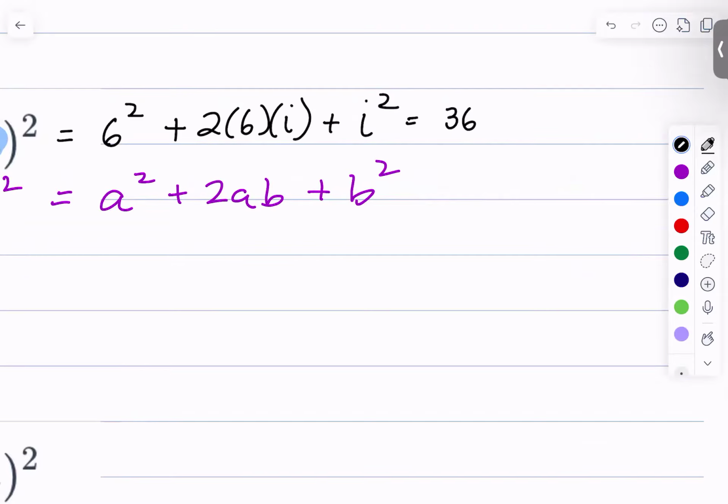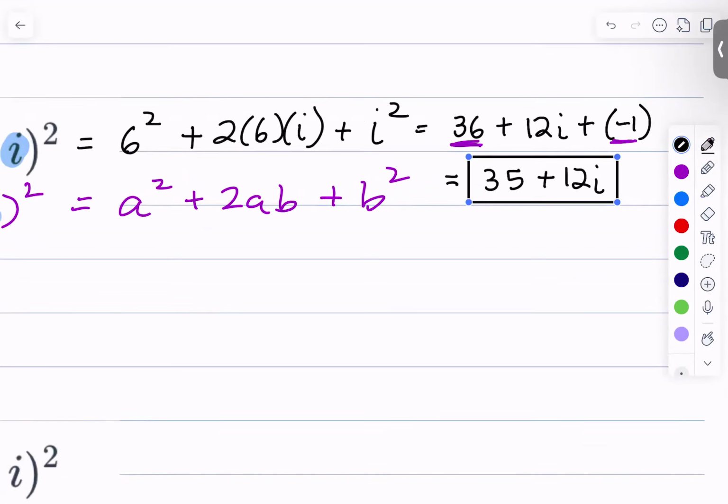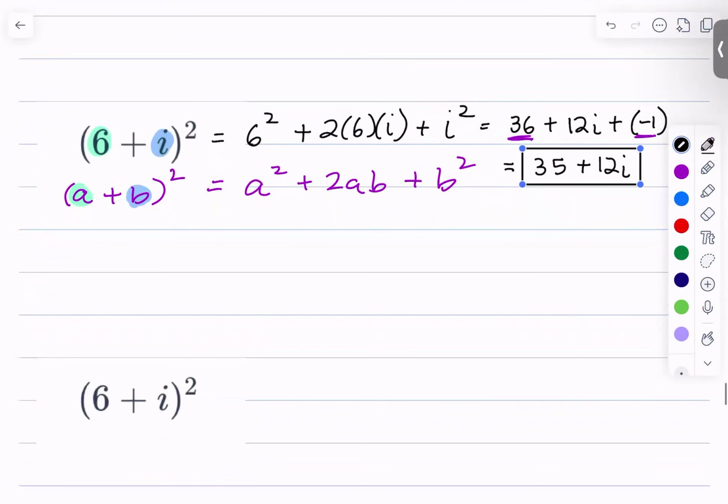So here we have 6 squared is 36. 2 times 6 times i is 12i. Plus i squared is -1. So gathering the like terms are the -1 and the 36. So this would equal 35 plus 12i. Cool?